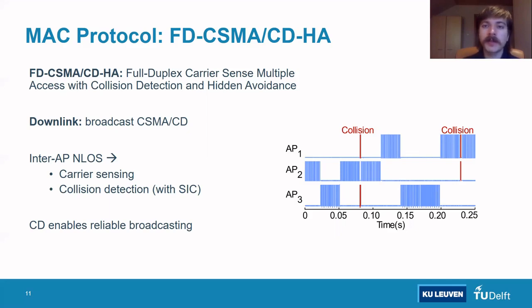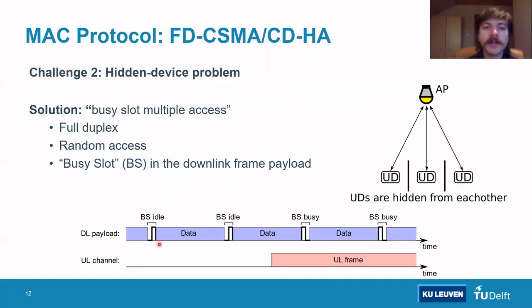This collision detection is of course enabled thanks to the self-interference cancellation at the physical layer. If a collision happens, both APs perform random exponential backoff. The collision detection enables reliable broadcasting since each AP knows with certainty that its successful frames did not collide with a neighboring AP. The second challenge, i.e. the hidden device problem, is solved at the uplink of our MAC protocol.